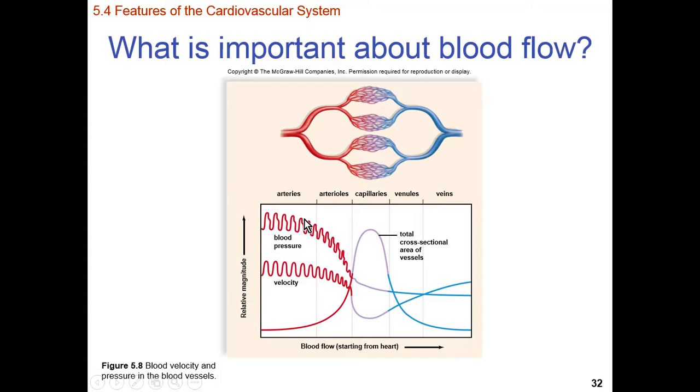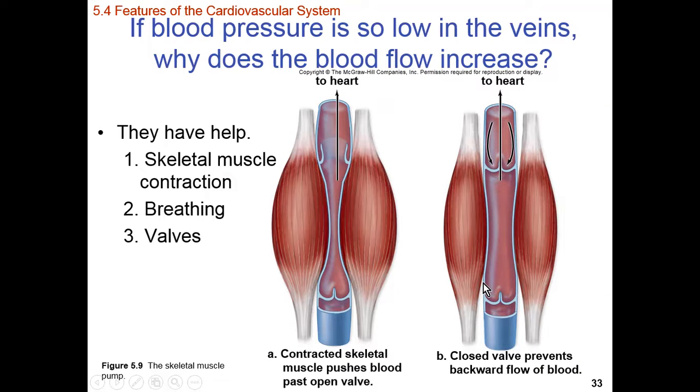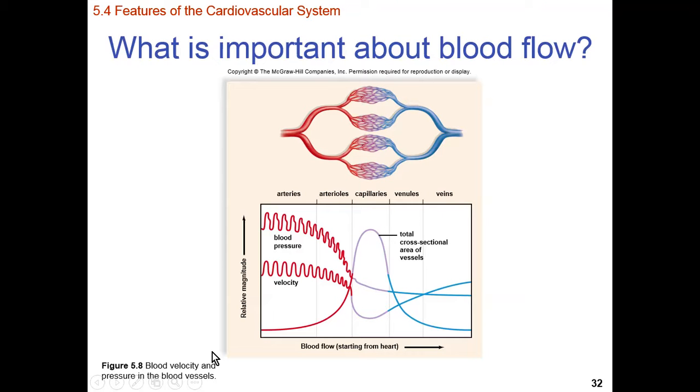And then when we get to the capillaries, there's a very, very high cross-sectional area of all these tiny little capillaries combined, which causes the blood pressure to equal out and the velocity to drop down very low. And then as cross-sectional area decreases in the veins, venules, the velocity will go back up again.